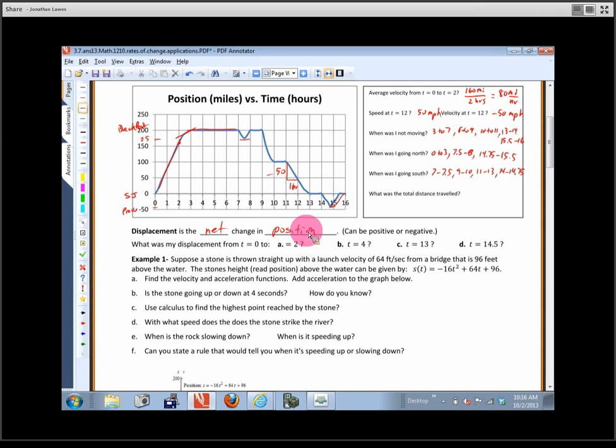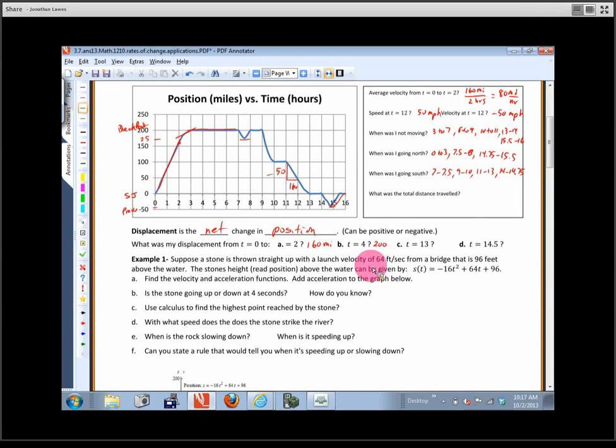So my displacement, and we'll come back here and answer this total distance question in just a second. What was my displacement from 0, when I started my stopwatch at the beginning of the trip, to 2? What was my displacement here? Okay, about 150 miles. That was my displacement. What was my displacement from 0 to t equals 4? 200, because I was 200 miles away from my reference point, from my home.